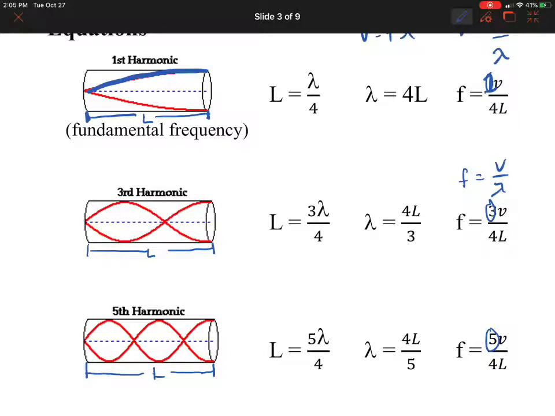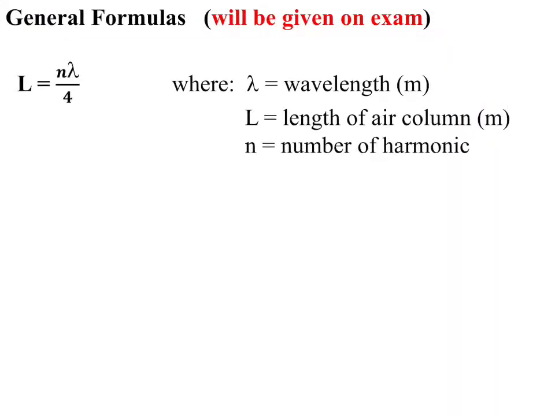So let's go on to just some nice, consistent equations that can work for anything. Okay, that's what we're going to do now. So here are the general formulas. So the length of a closed air column, of course, this only works for closed air columns. So that's really important that you know that. These are the general formulas for closed air columns.